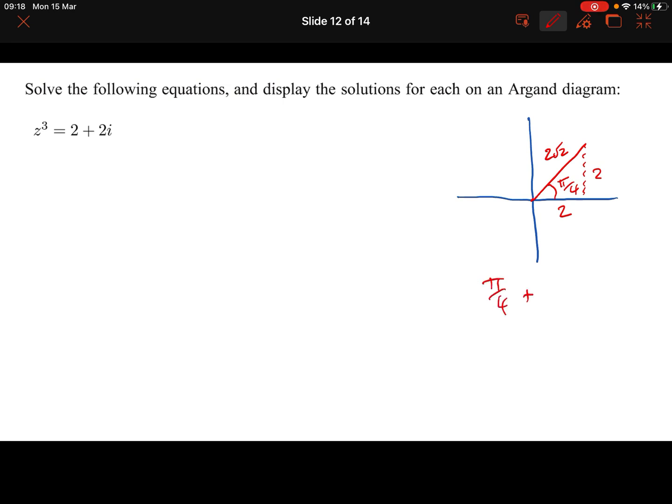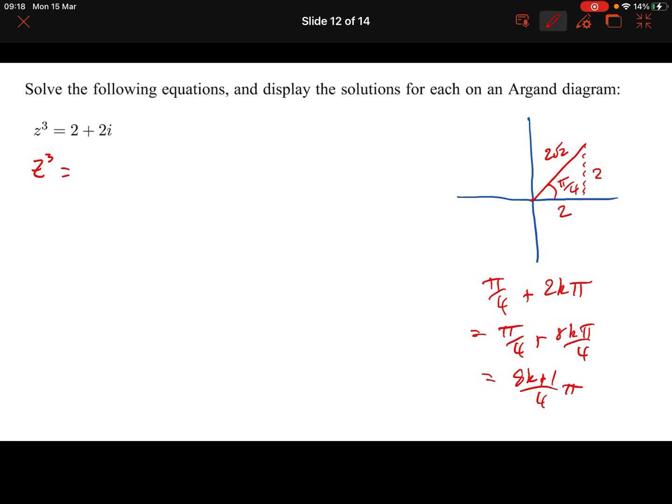So it's pi over 4 plus 2k pi, which is equal to pi over 4 plus 8k pi over 4, which is, if I factor out the pi, (8k plus 1) over 4 pi. So that's going to be my argument for any given value of k.